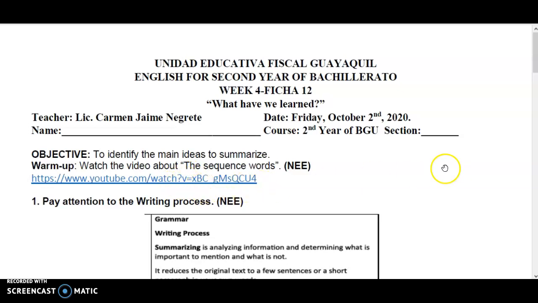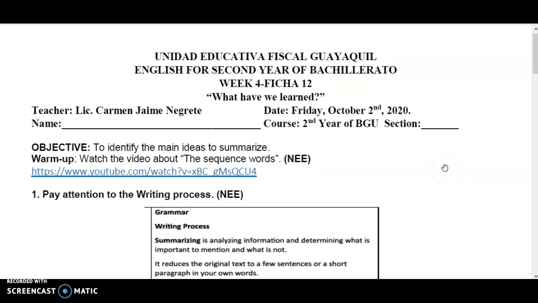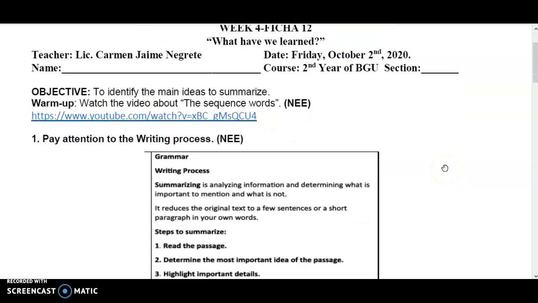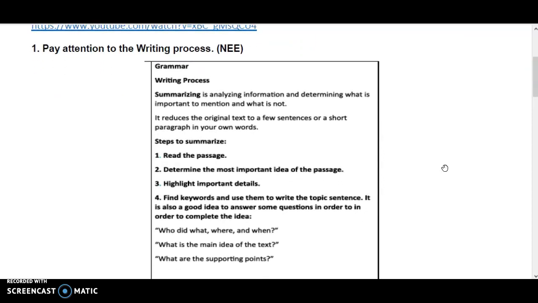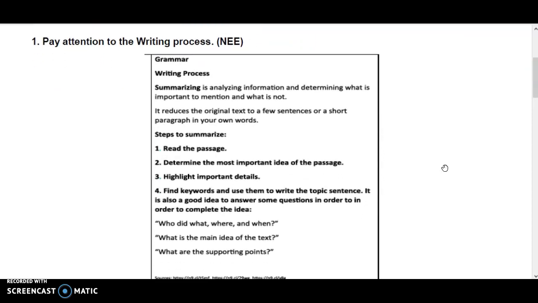It's very important to do this exercise. When you watch the video, you get the idea about how to summarize, and then you're ready for the next exercise, which is number 1. This one is about paying attention to the writing process. So, guys, pay attention to this explanation.